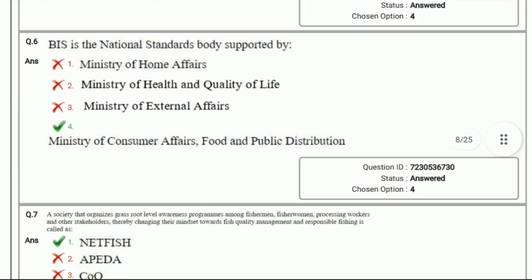Next question. BIS is the national standards body supported by. We know BIS stands for Bureau of Indian Standards. It comes under the Ministry of Consumer Affairs, Food and Public Distribution. The main function of BIS is the harmonious development of activities of standardization, marketing, and quality certification of goods. The headquarters of BIS is in New Delhi, and it has 5 regional offices.